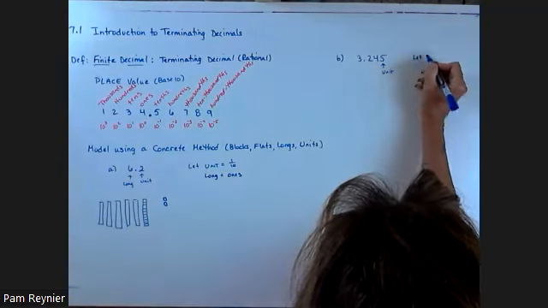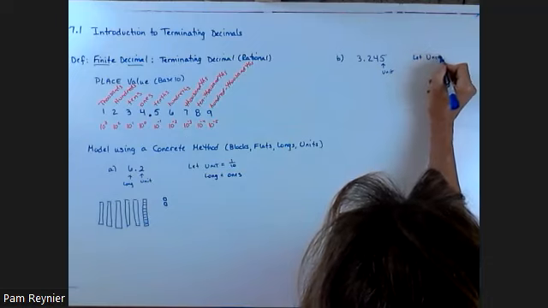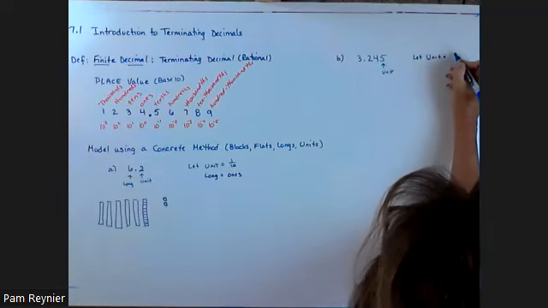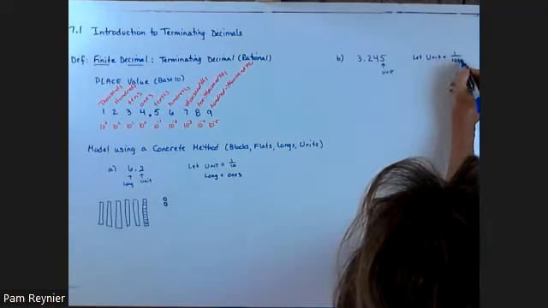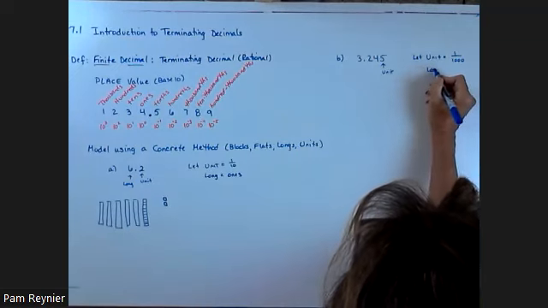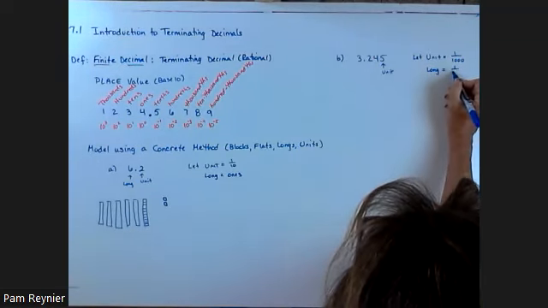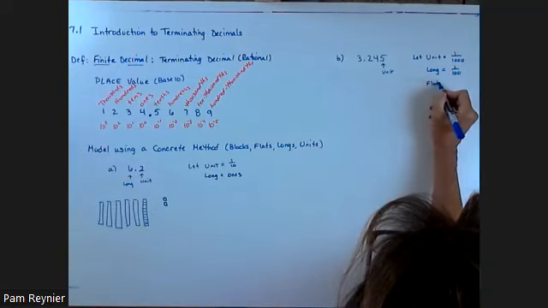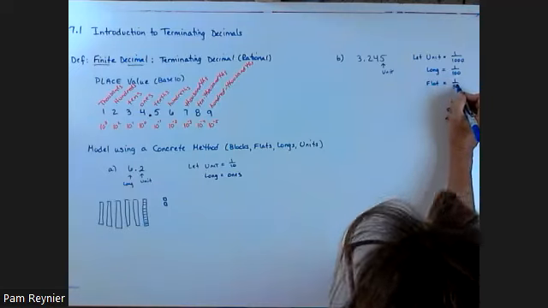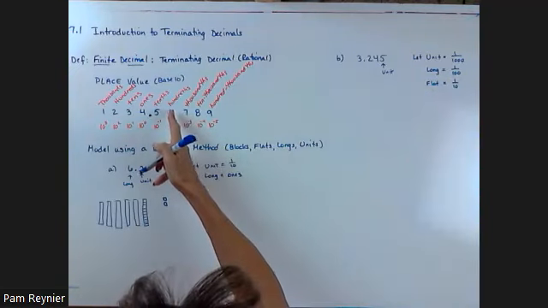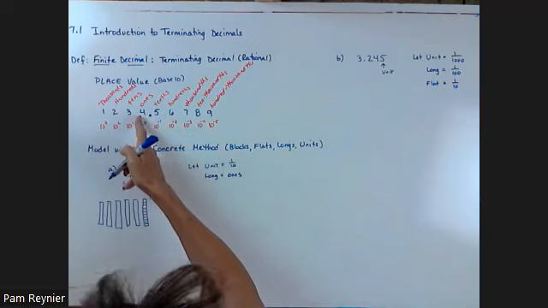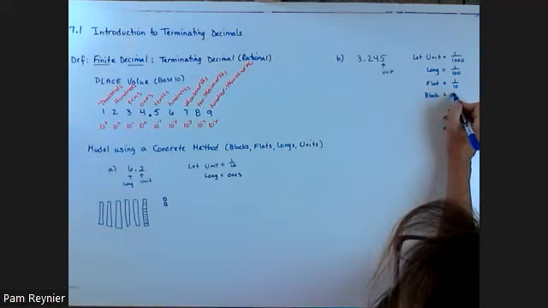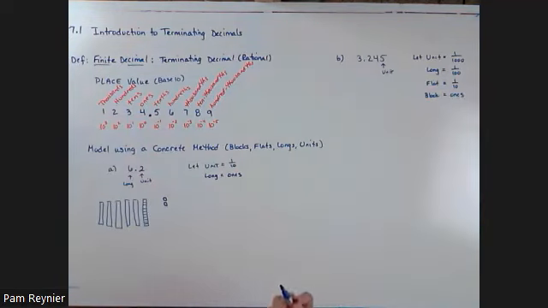We have to declare what they're going to represent. So a unit in this case, let's see, 1, 2, 3 to the right, that's the thousandths. Which means a long or a rod would be hundredths. Which means a flat would represent 1/10, and I'm just counting thousandths, hundredths, tenth, and the next one would be the ones column. And a block would represent the whole number ones.